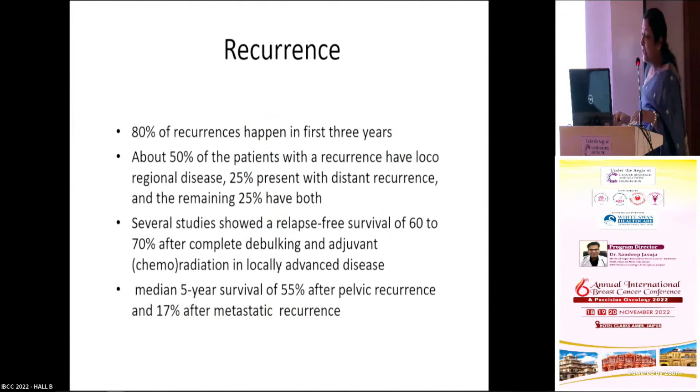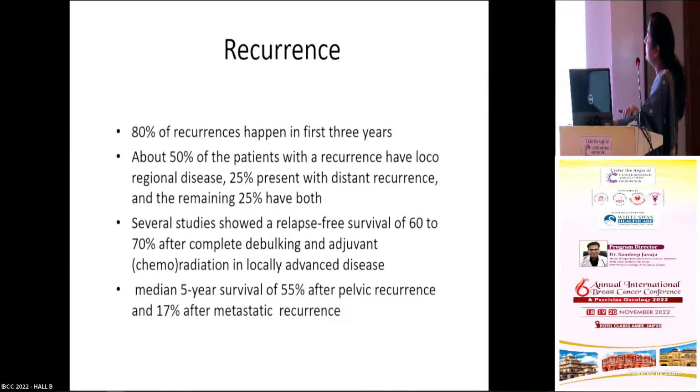Now, like I said, most trials have included recurrence along with metastatic disease, but there are some basic concepts that we must know about recurrence. So 80% of recurrences happen in the first 3 years, and about 50% of patients have locoregional disease, 25% present with distant recurrence, and the remaining 25% can have both local and distant recurrence.